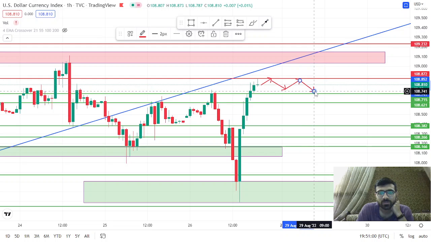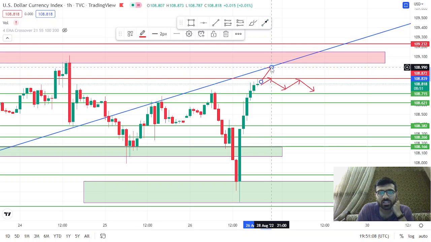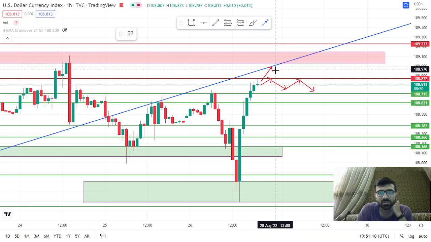The second selling scenario would be if the market tests this trend line and closes below this area, then maybe we could go short from here.